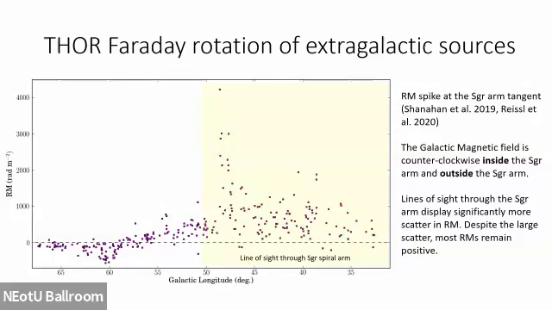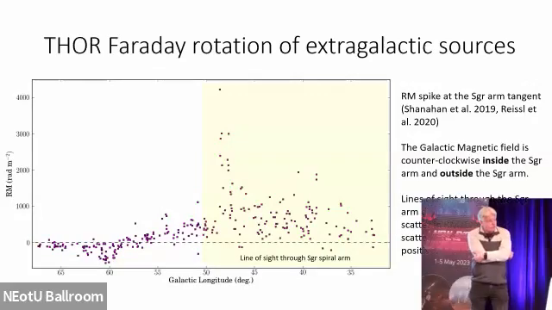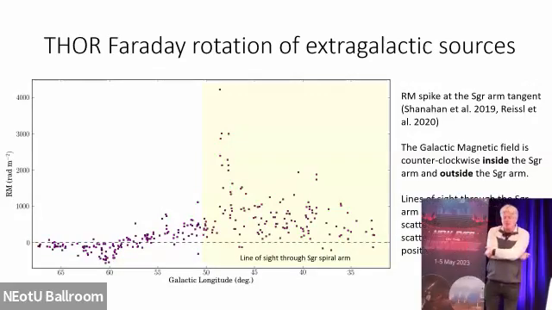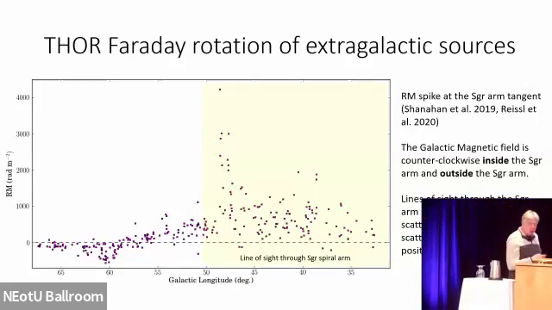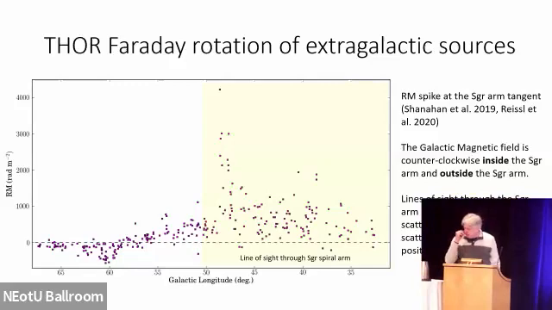The huge spike that you see here, which we published in this paper in 2019, is coincident with the direction where a line of sight is tangent to the Sagittarius spiral arm. A little bit on the inside, actually. So we have spiral arm traces all the way to or just beyond 50. It's a little bit on the inside of the Sagittarius spiral arm. The Faraday rotation gets this strong. But there's much more in this image.